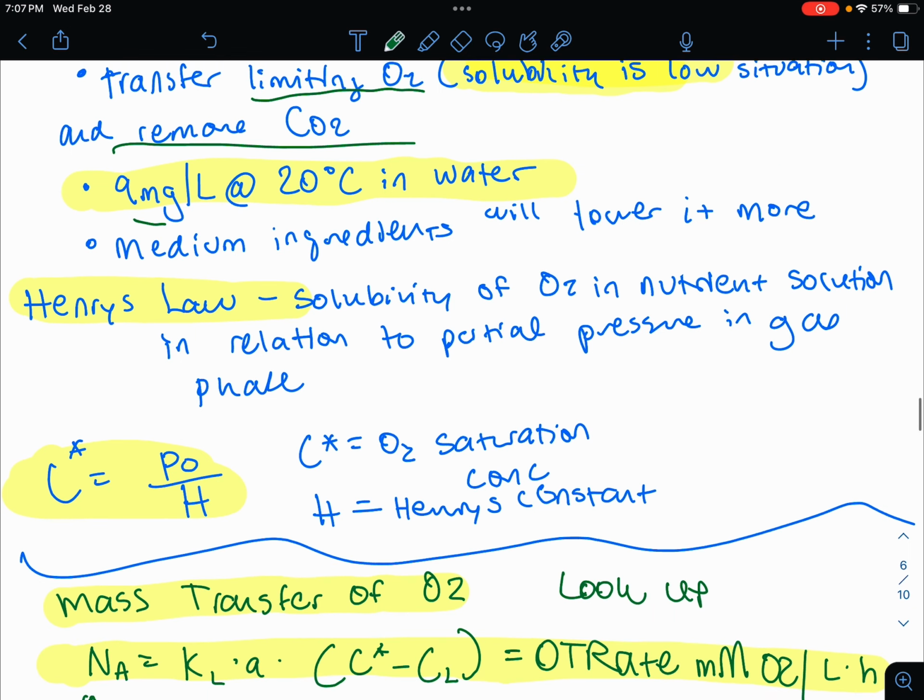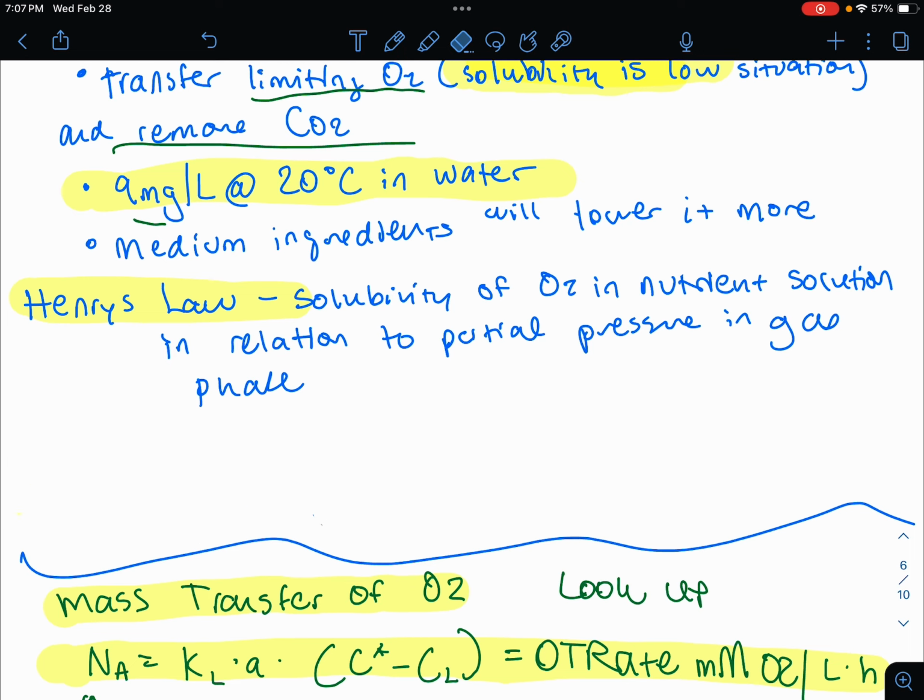The solubility of gas could be described by Henry's law. This describes the solubility of oxygen in a nutrient solution in relation to partial pressure in the gas phase. Okay, I'm going to erase this and write out the equation again. So Henry's law is C* equals P_O over H.